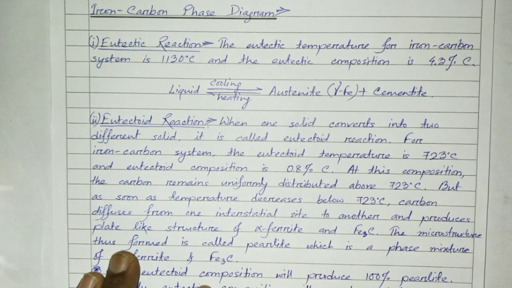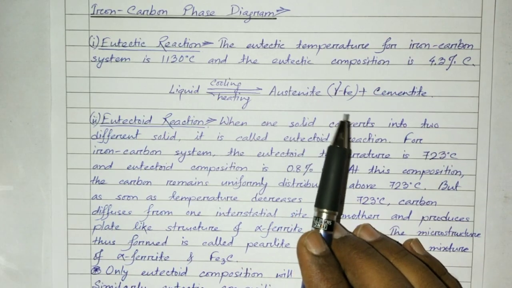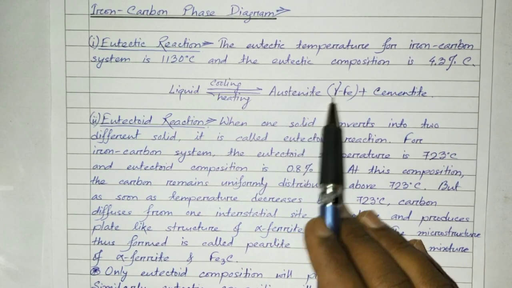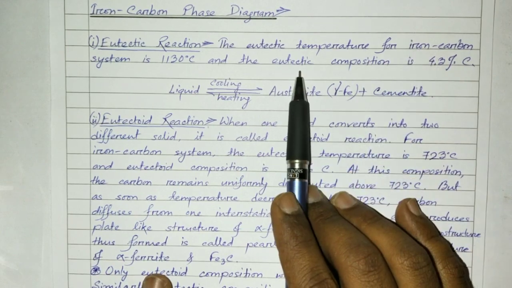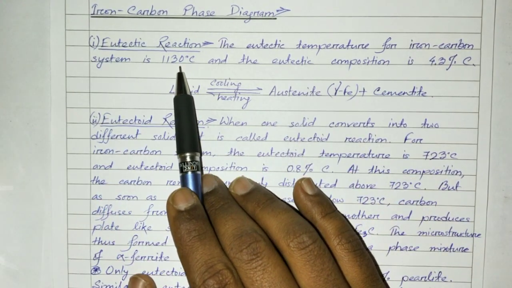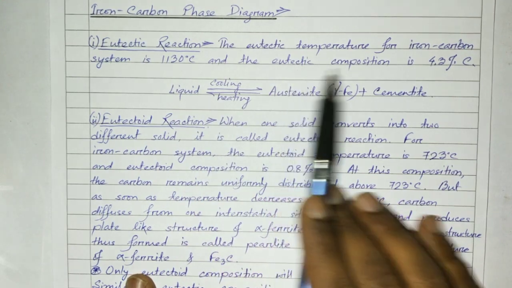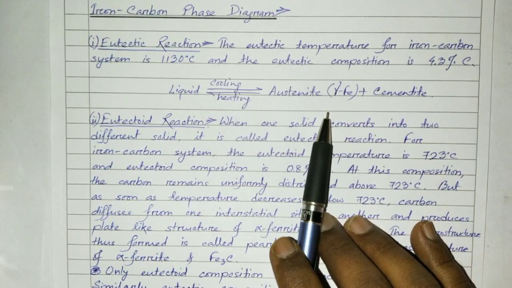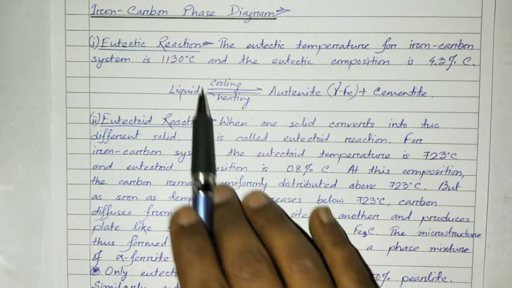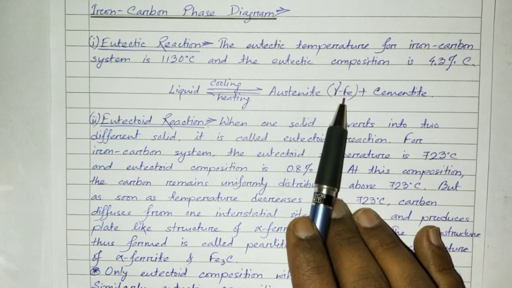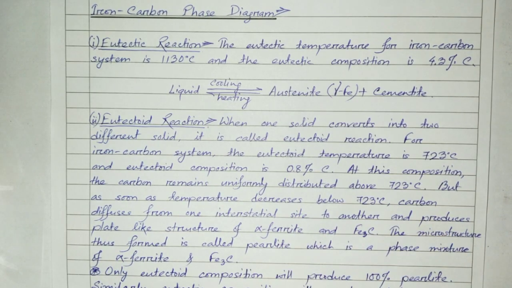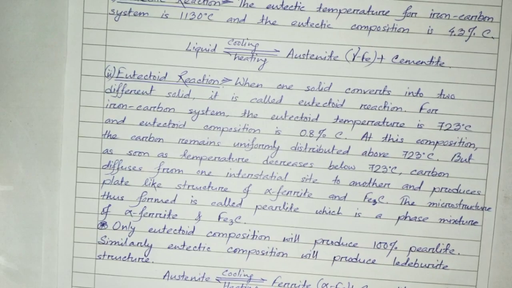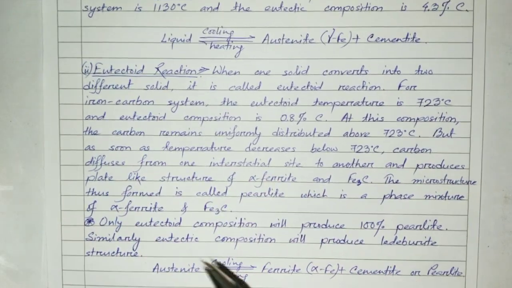First of all, the eutectic reaction. You know what the eutectic point is actually called. It is the point of intersection of liquidus and solidus. For the iron carbon system, the eutectic temperature is 1130 degrees centigrade and the eutectic composition is 4.3% of carbon. The reaction that takes place is liquid iron transforms into austenite, graphite and cementite. Now we go to the eutectoid reaction.